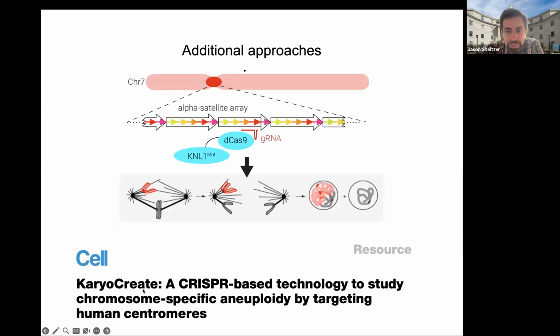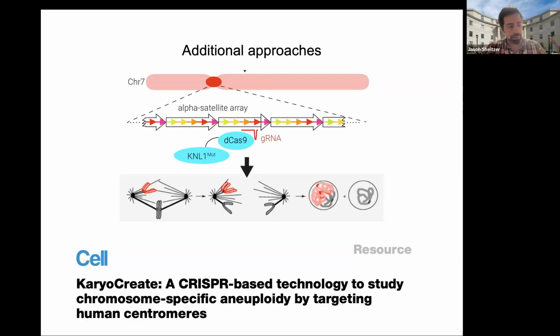Additionally, just to highlight one other approach, the 8p research team shared this very nice publication that came out just a few months ago from one of my lab's frequent collaborators, Teresa Davoli at NYU. She published this paper called KaryoCreate, CRISPR-based technology to study chromosome-specific aneuploidy by targeting human centromeres. And in their approach, they again use CRISPR. They target it to the centromere, or the center part of a chromosome, where chromosomes attach to microtubules, which pull them apart in mitosis. And they were able to basically block the ability of microtubules to bind to centromeres during mitosis to cause targeted chromosome manipulations. And so this represents an additional approach for targeting specific chromosomes for mis-segregation. And I'll talk about this approach a little more in a couple slides.